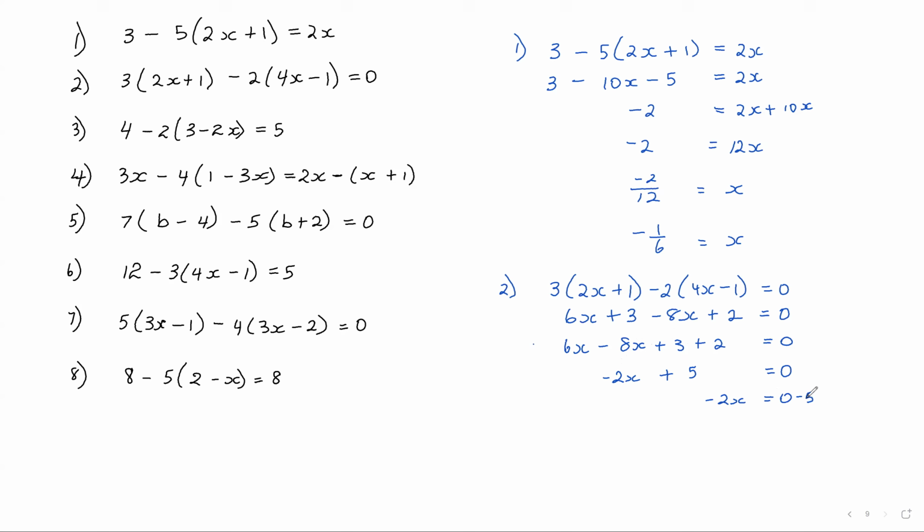take away 5, which would be negative 5. 0 take away 5 is negative 5. And therefore, x is equal to negative 5 divided by negative 2, which makes x equal to 5 over 2, or 2.5. All right, so check it back, see where you went wrong, and write the correct solution.